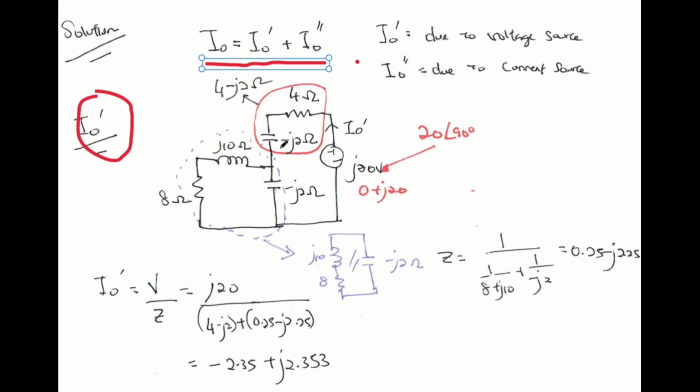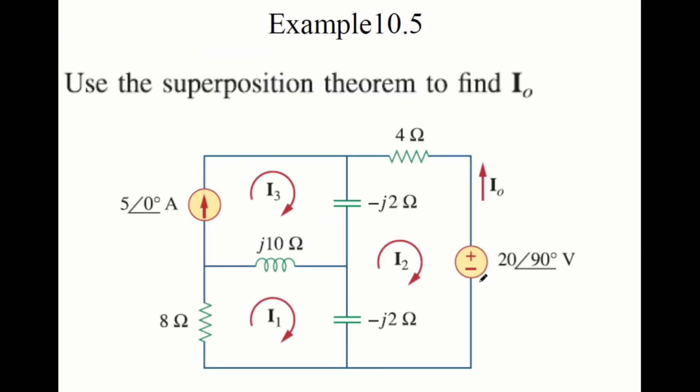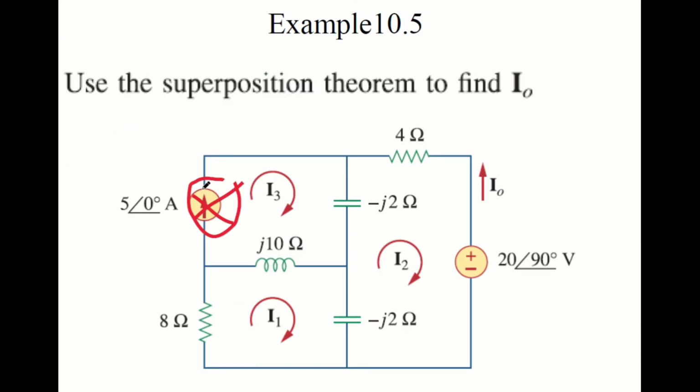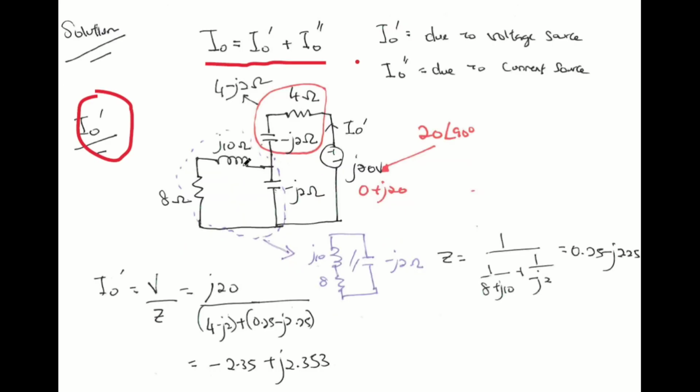For I naught prime, we will turn off the current source. If you look at this, there's a current source over here and there's a voltage source over here. So for I naught prime, we turn off this current source. Once we turn it off, the current source will be an open circuit, so this branch is not connected. That's why we get the circuit like this, because the current source over here is turned off.